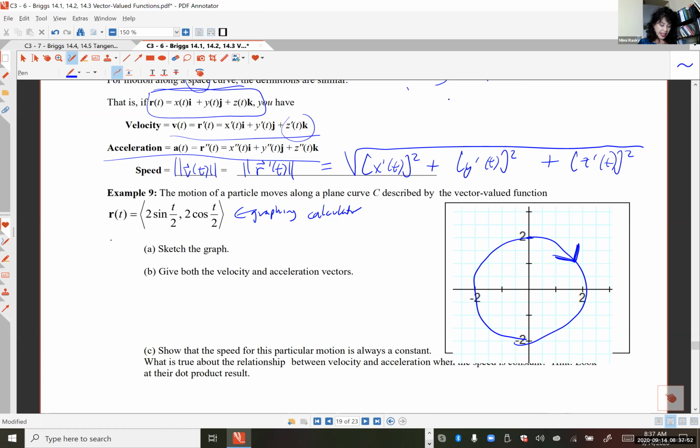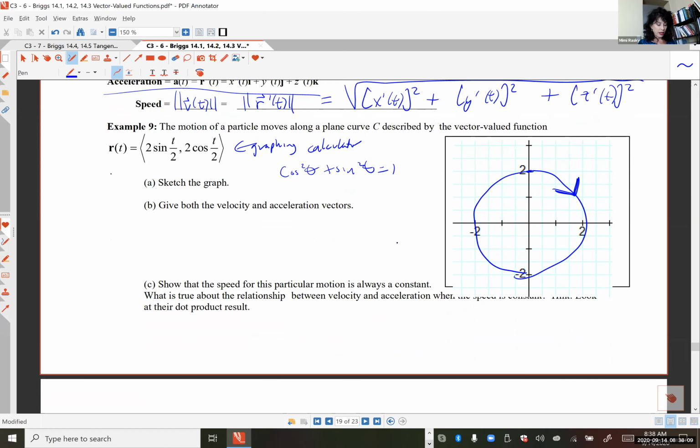So if I had to eliminate the parameter, I would probably need to solve for sine and solve for cos, because you'd want to use the cos squared theta plus sine squared theta equals 1 business. I'm not going to do that here, but I'm just going to say you better know how to do that. Okay, so there's the graph. Now, what about velocity and acceleration?